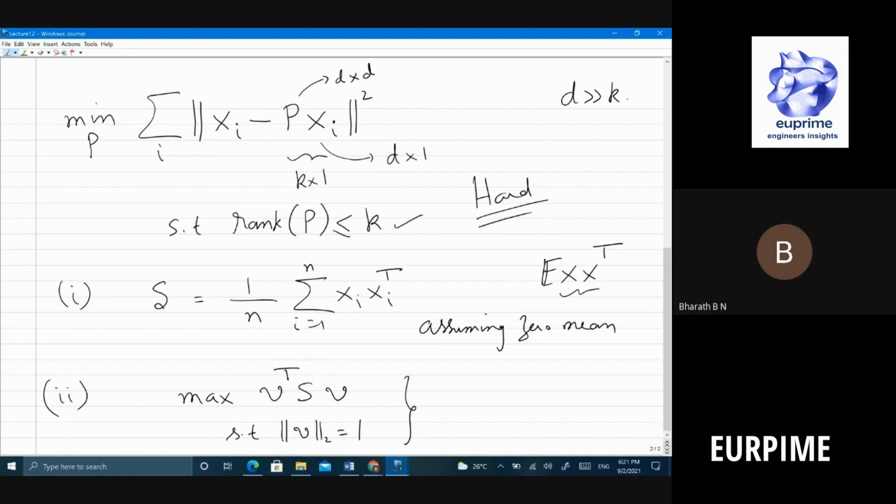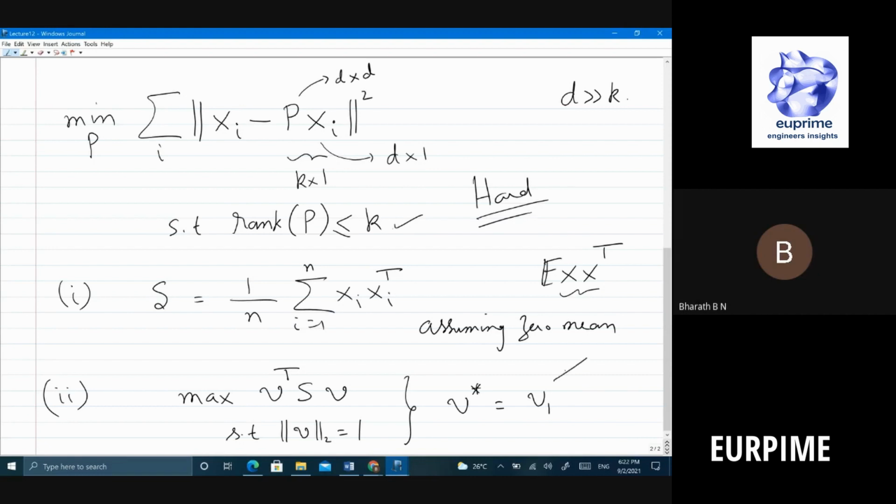Second, positive semi-definite. Good. Then, okay, it's a square, positive semi-definite. What else can you say? It's symmetric also, right? S is S transpose. Symmetric. So you have eigenvalue decomposition. So what does this correspond to? So the solution V star is V1, right? Which is the eigenvector corresponding to the maximum eigenvalue of S, right?